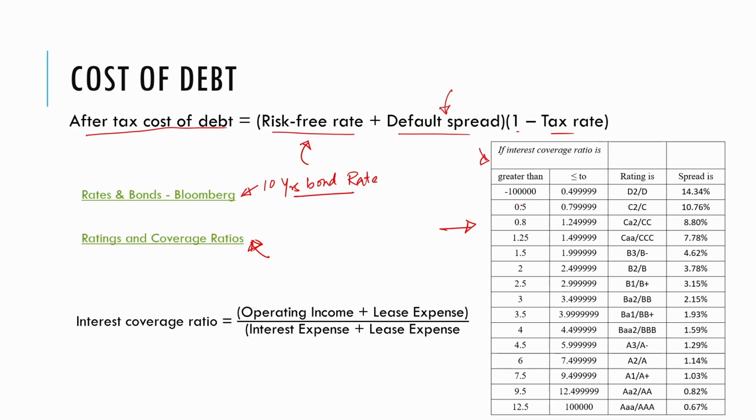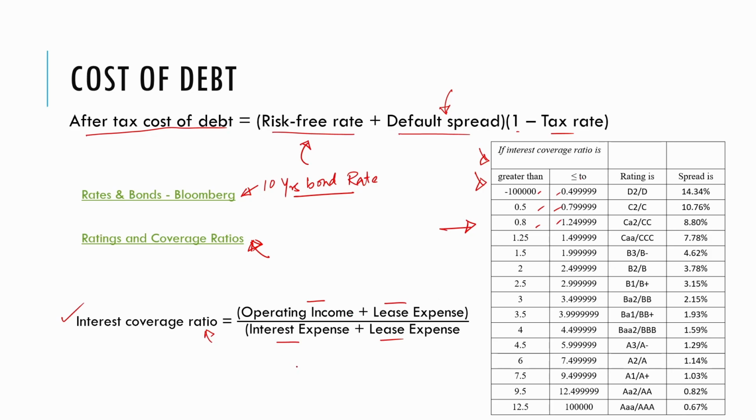So for example, in order to refer this table, you have to first calculate the interest coverage ratio. How to calculate that? In the numerator, we will have the operating income plus the lease expense. In the denominator, we will have interest expense and the lease expense. So how to calculate this operating income and interest expense using the income statement, that we will show in the subsequent videos. Don't worry about that. But suppose if it is found, then you calculate that and get a particular interest coverage ratio, and then you search it from this range. So see here, greater than this and less than this, the range is given here.